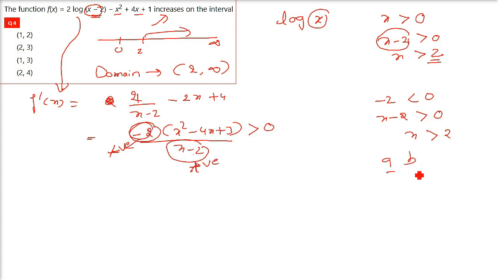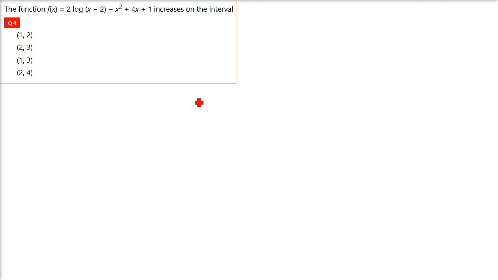We have 3 terms, a, b, c. A is negative, C is positive. What should B be, so that the whole multiplication and division becomes greater than 0? It has to be negative, because negative divided by negative is positive. So we need a negative value. That's what the discussion is all about. So x square minus 4x plus 3 should be less than 0. It should be negative.